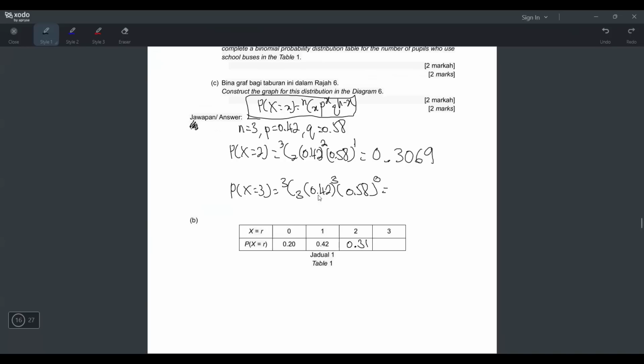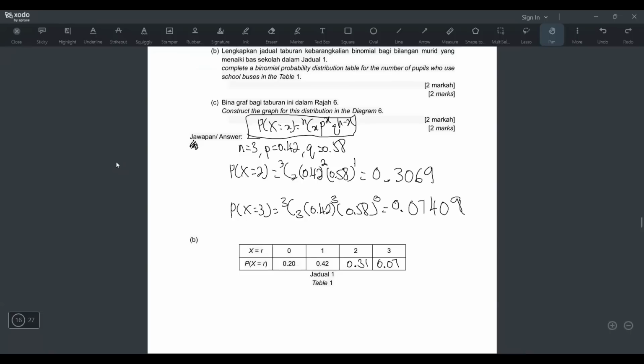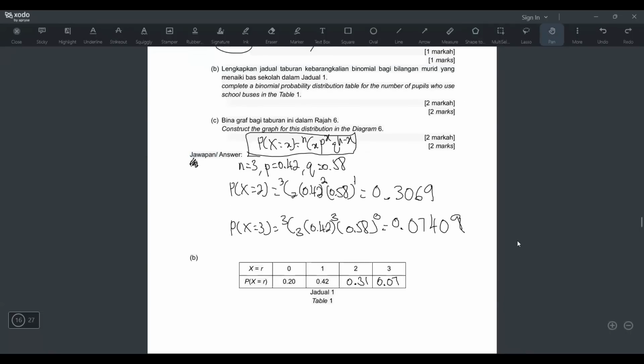0.58 power 0 is also 1. So just press 0.42 power 3 is good enough already. Okay, let me press. My calculator gives me 0.74088 if I write it in 4 significant figures. But later I have to plot this point, so you will only write 2 decimal places, so 0.07 like this, right? With this I can already get 2 marks because part B only asks us to complete the table and it's worth 2 marks, so done already.